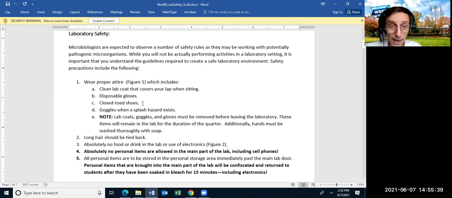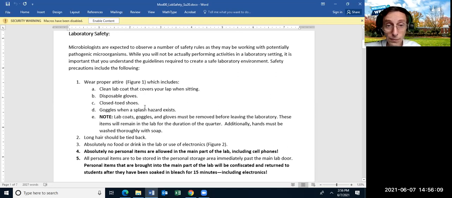When you come into the lab, you should only have closed-toed shoes. Sandals, thongs, a woman's shoe that's not closed-toed is not allowed, because if you have a spill, the microorganisms will get on your feet and then you will take them home. So we require closed-toed shoes to give you some protection from the microorganisms you're working with.